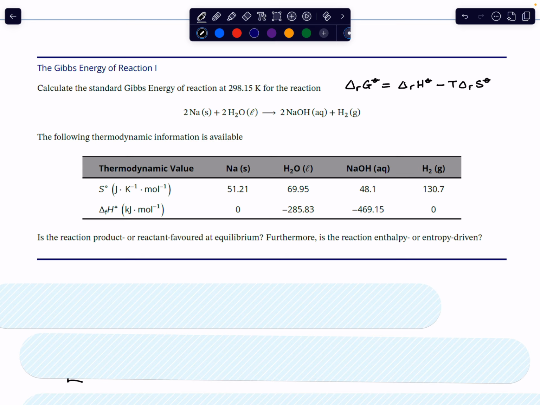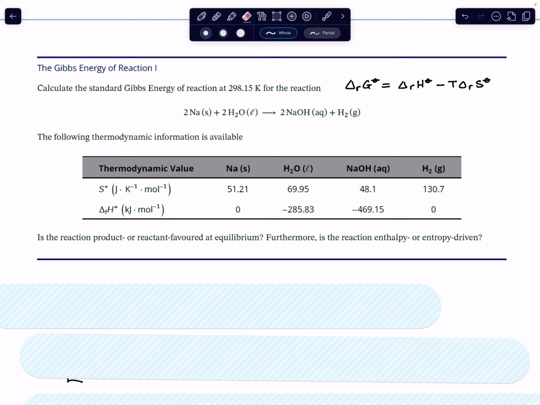But the reason I want to go this method is because the information that we are given in this question is regarding the standard molar entropies and the standard formation enthalpies. So using that information, we can calculate the enthalpy of reaction and the entropy of reaction. Hence, this is the method that we will use to calculate the standard Gibbs energy of reaction. And then we are asked to make some conclusions. So the first steps are to calculate the enthalpy of reaction and the entropy of reaction.